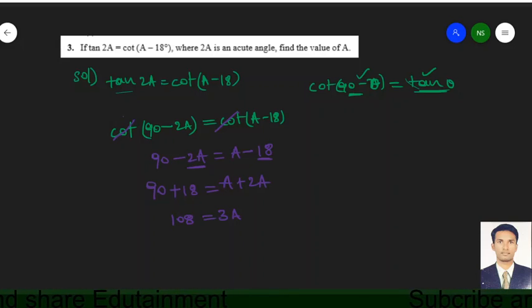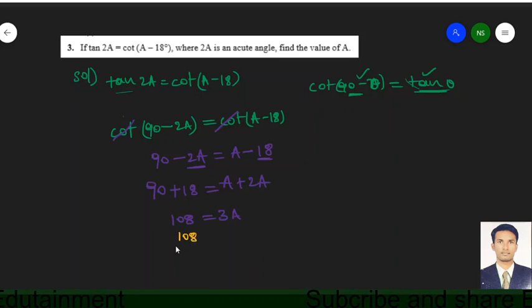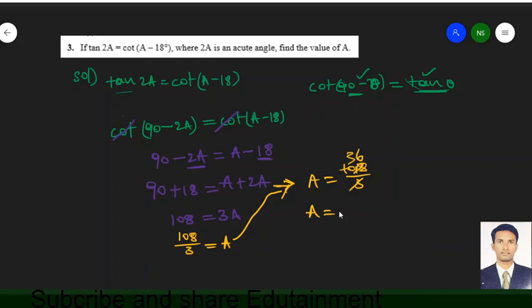Divide both sides by 3. So we will get 108 divided by 3 equals a. From this I can write a equals 108 by 3. 3 ones, 3 threes are 9, 1 will be left, 3 sixes. So the value of a is 36.